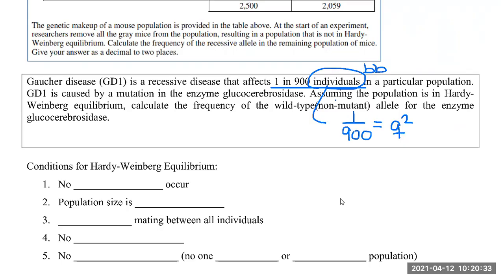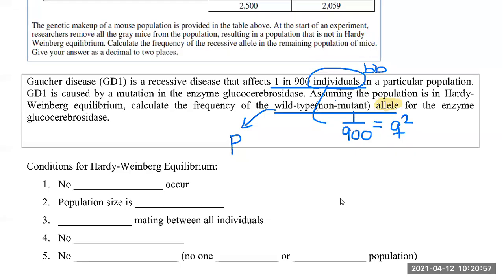So we've got Q squared. From there, we can pretty much get everything else, right? Assuming this population is in Hardy-Weinberg equilibrium, calculate the frequency of the non-mutant allele. Well, if the mutant allele is recessive, the non-mutant allele must be dominant. Notice they say allele. So they're not asking for P squared. They're asking for P, the allele.